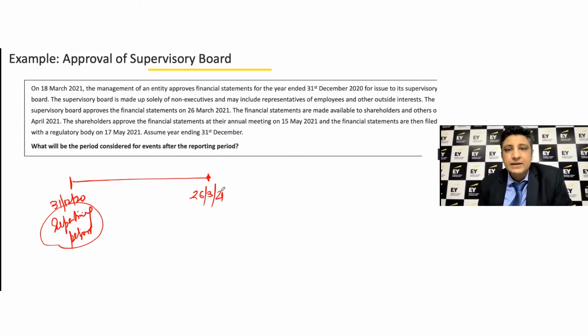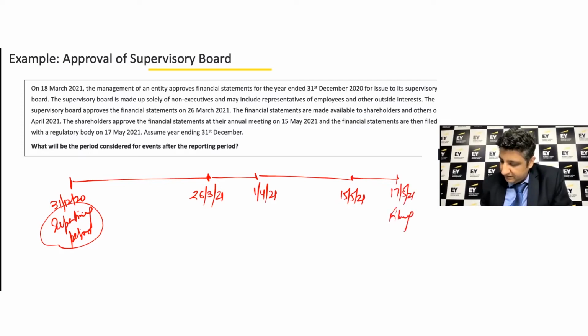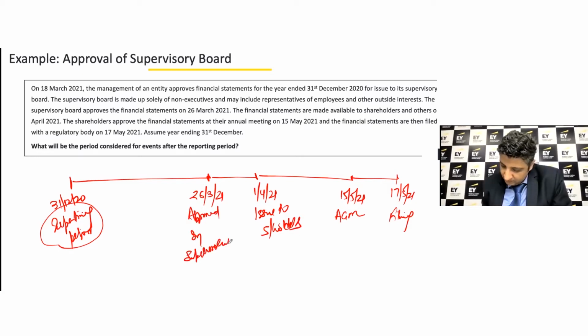The financial statements are made available to shareholders and others on 1st of April. So let's say 1st of April 21. The shareholders approve the financial statements at the annual meeting on 15th of May, and the financial statements are filed on 17th of May. This is filing. This is AGM. This is the issue to shareholders. And this is, of course, the approval by the supervisory board.